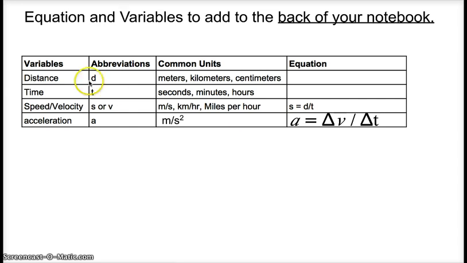So far we know that distance is a name of a variable, and its abbreviation is d. And a lot of us are getting confused between the variable and the unit. The variable is what letter is represented in our equations. The unit is generally what we measure it in. So in this case, a common unit, the units that we're going to use mainly, is going to be meters for distance.